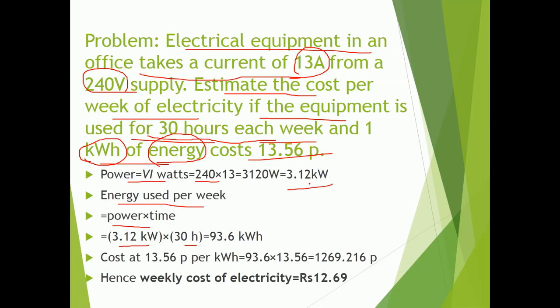So kilowatt, that is power, we have already calculated. So knowingly we are not going to convert this 30 hours into seconds. That means as such we have used 30 hours. So power into time, which is 93.6 kilowatt hour.